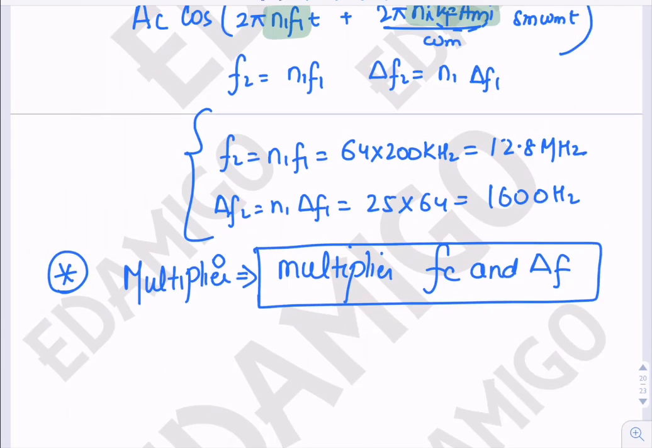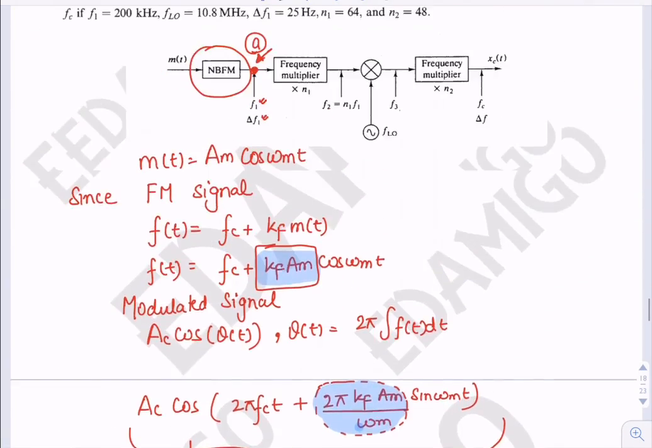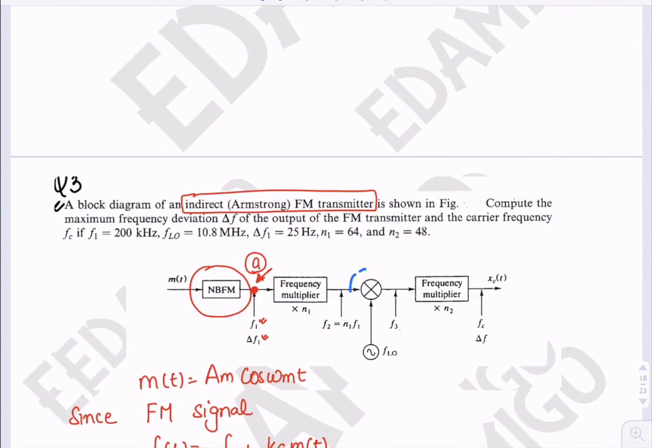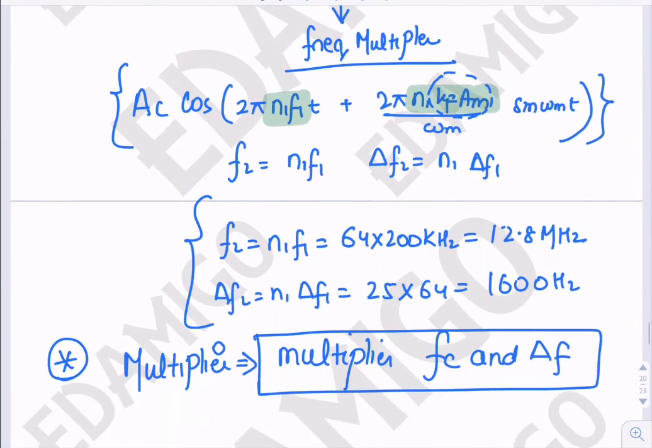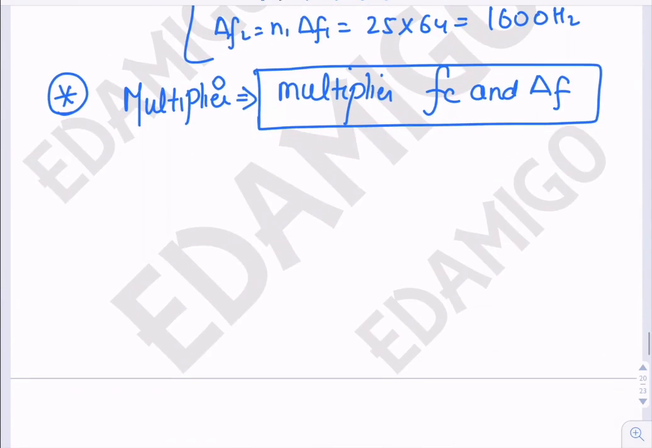Now this signal, as we can see from the figure, is just passed through a mixer, and the mixer has an oscillator which has a frequency of 10.8 megahertz. Okay, so this signal is applied to a mixer.